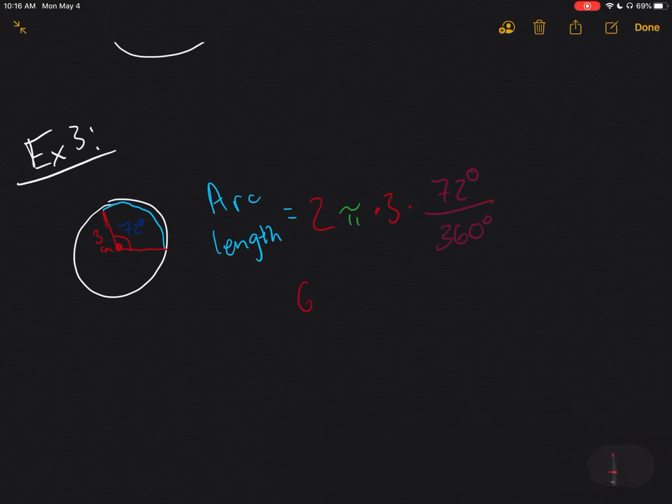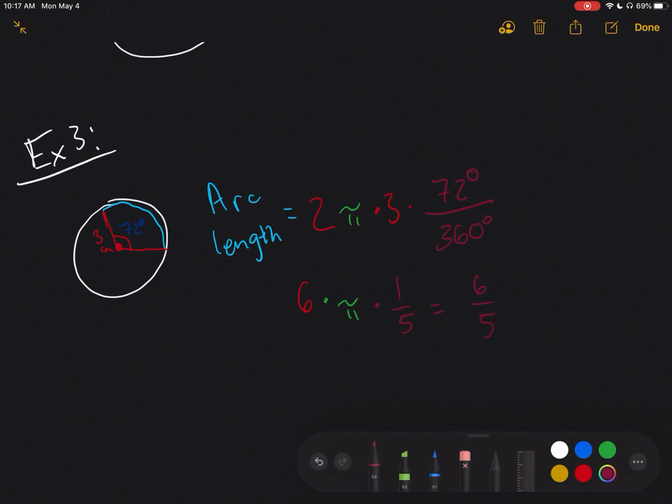2 times 3 is 6 times pi, and I happen to know that 72 degrees divided by 360 is 1/5, so 72 is 1/5 of 360 degrees, so I can simplify that down, and then 6 times 1/5 would be 6/5, so 6/5 times pi, and this would be your exact answer if you were asked to give it.